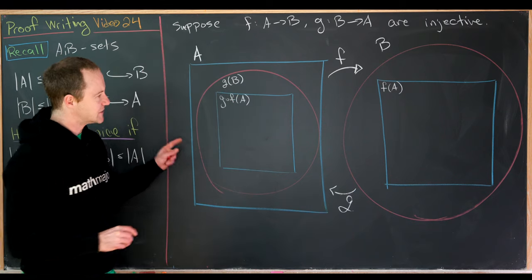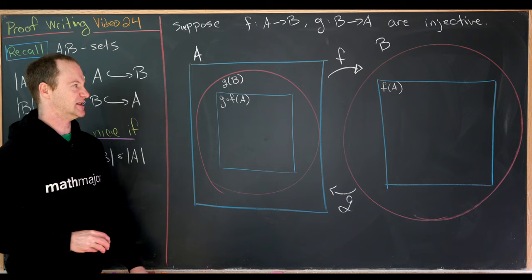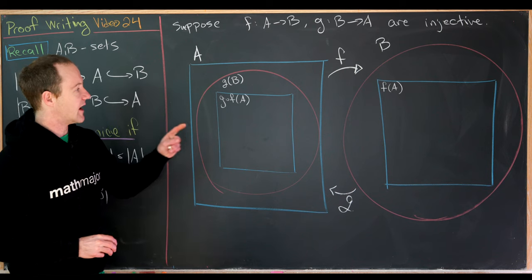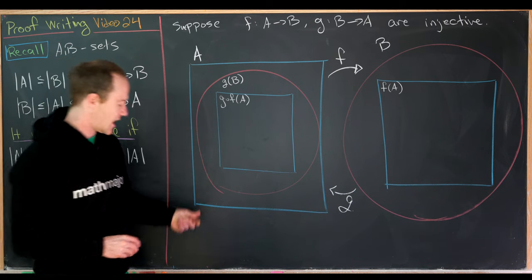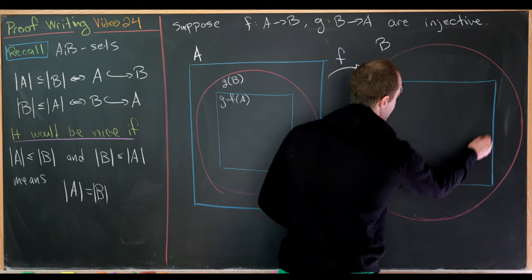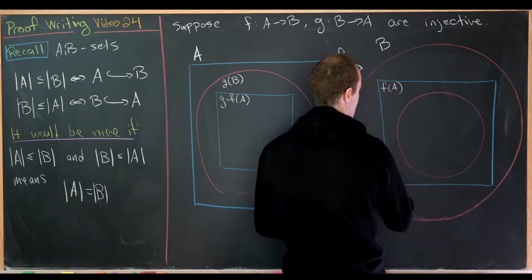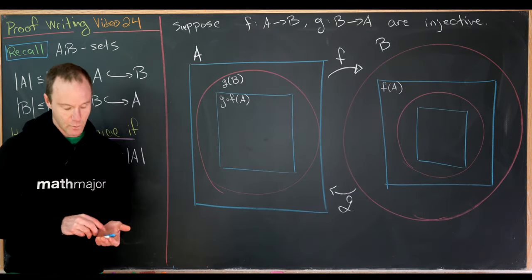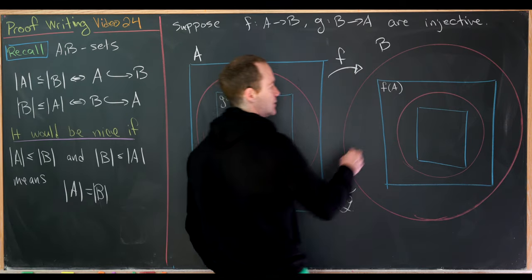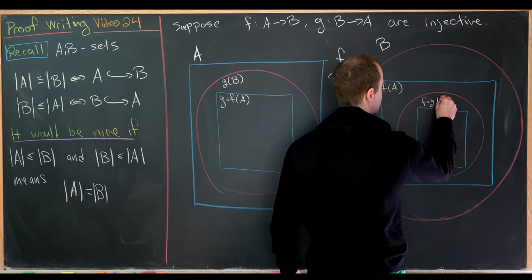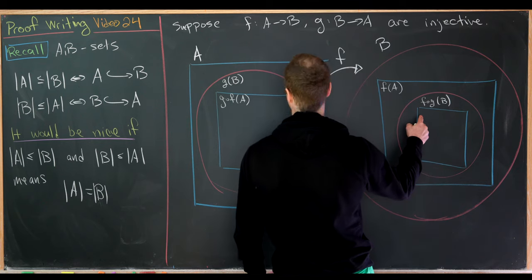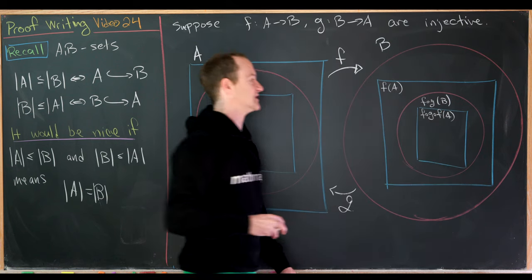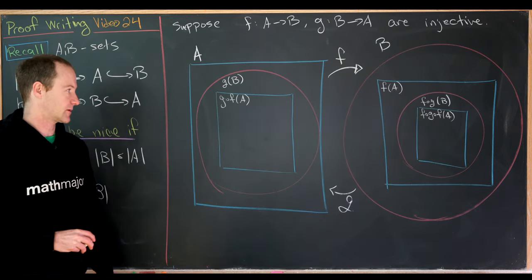And then the idea is we keep doing this to build this nested action. So let's maybe do one more. Applying f will give you a copy of another red circle in here and another blue square in here. And what would those be? This would be f of g of B, and this right here would be f of g of f of A. And you can imagine this going on forever and ever.